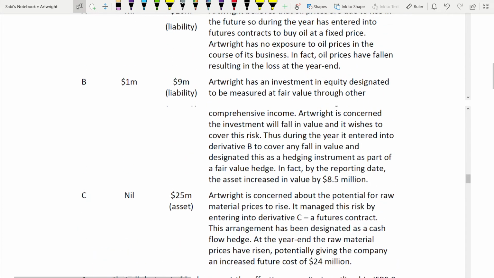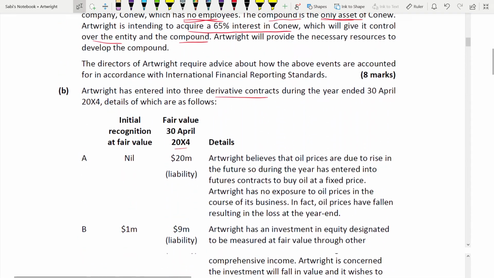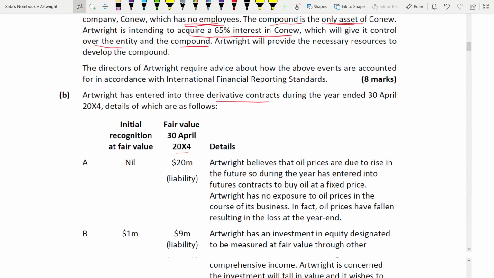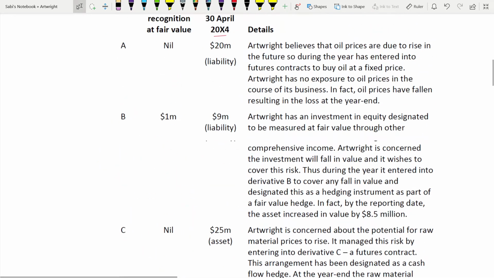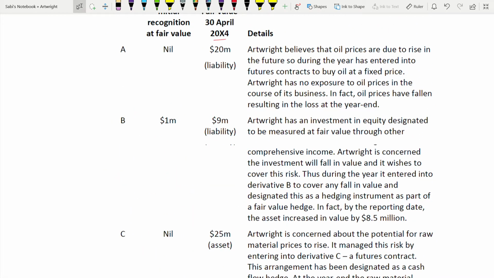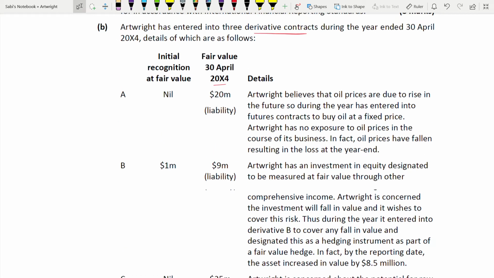So now it's up to you. You can write one derivative by one. Okay, but before that, the requirement asked to outline the hedge effectiveness criteria. So first you have to talk about that, then A, then B, then C. Okay. If you see, initial recognition is nil, fair value is 20 million, which is a liability. We'll read the details of A.